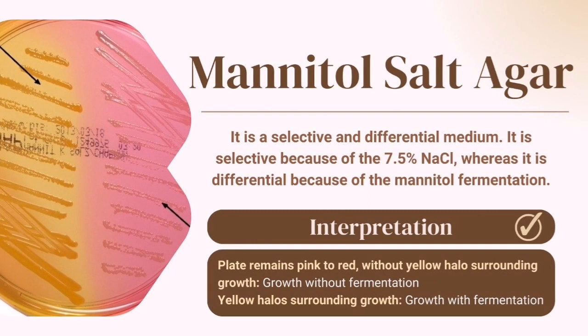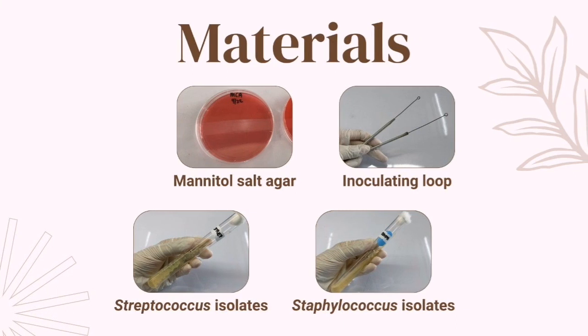Mannitol salt agar is a selective and differential medium. It is selective because of the 7.5% sodium chloride, whereas it is differential because of the mannitol fermentation. Its interpretation is, if it is growth without fermentation, the plate remains pink to red, without yellow halo surrounding the growth. Whereas, if it is growth with fermentation, there are yellow halos surrounding the growth. The materials used are the following: mannitol salt agar, inoculating loop, Streptococcus isolates, and Staphylococcus isolates.